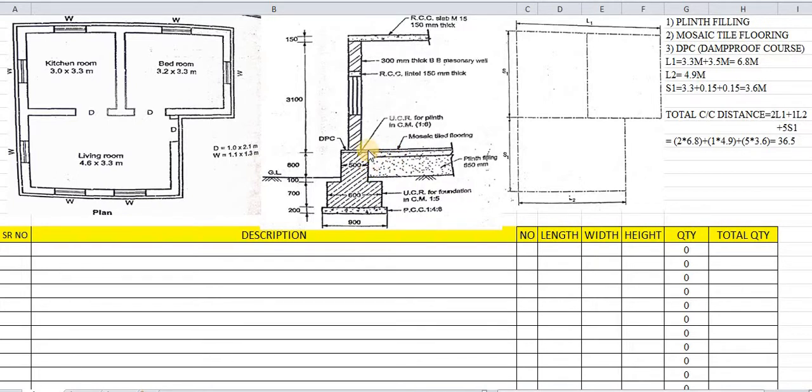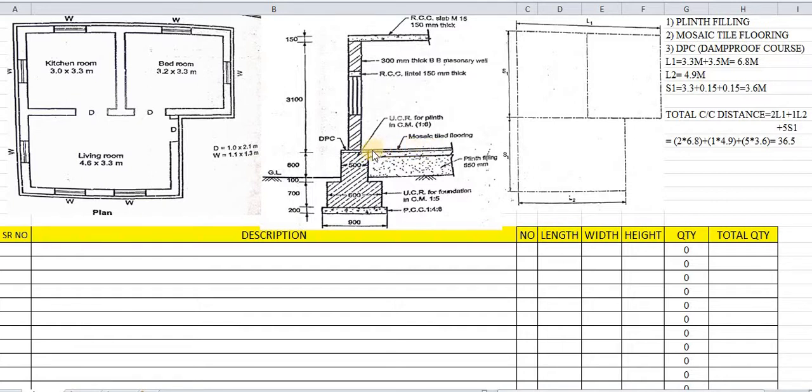In previous lectures we saw that this mosaic tile flooring was laid from the wall thickness. Okay? From where the wall has been laid, at the same point we had the mosaic tile flooring. But here, while seeing the section, the mosaic tile flooring and Splint filling are at the same level. Okay? They are at the same line. That means where the DPC ends, the mosaic tile flooring has started.